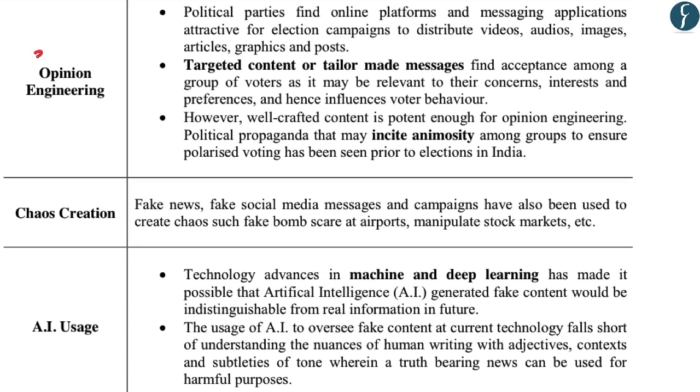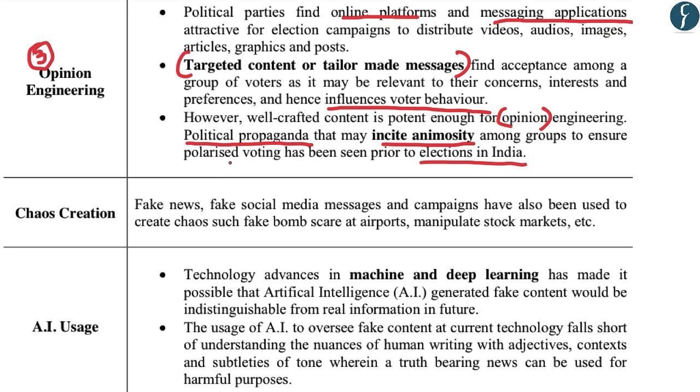The third concern with fake news is of opinion engineering, wherein targeted content or tailor-made messages are being used on online platforms and messaging applications such as WhatsApp to influence the behavior of voters. In recent cases, opinions have been engineered as a form of political propaganda to incite animosity or conflict between groups. And this is generally seen before elections in India to polarize voting.